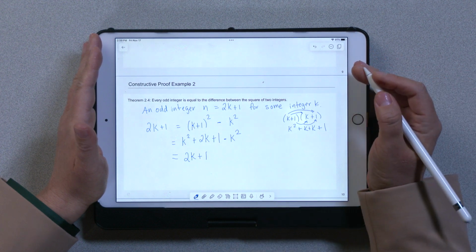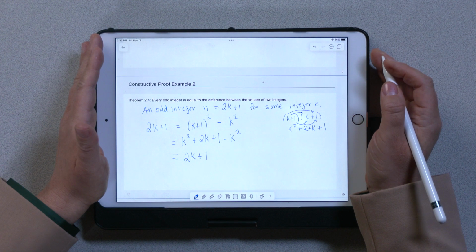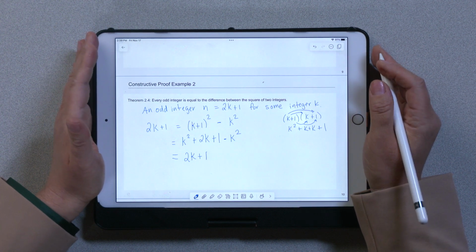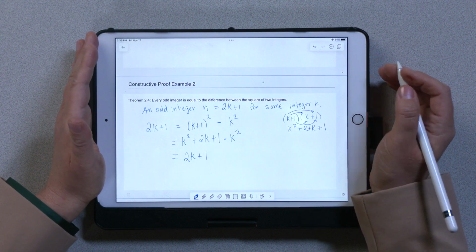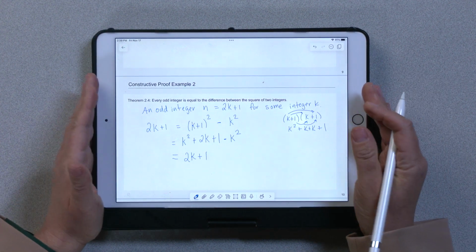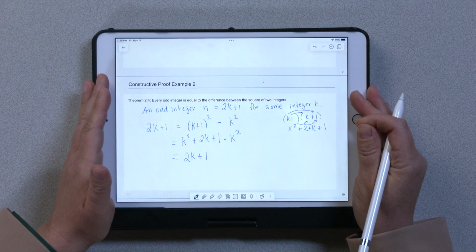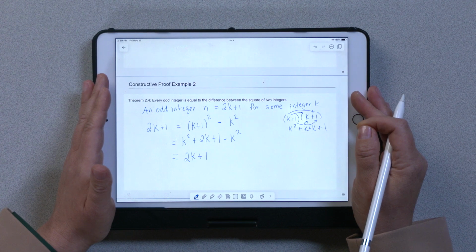In particular, what we've just shown is that if we have an odd integer, which is expressed as 2k plus 1, we can actually show that it is the difference of k plus 1 squared minus k squared. And so this was a constructive proof because we actually showed you how to find the two integers for which it is the difference between the square of the two integers.